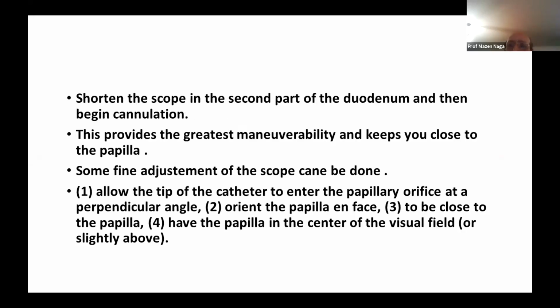Shortening the scope in the second part before beginning cannulation provides the greatest maneuverability and keeps you near the papilla, because with a short scope, the accessories and wires are not so stretched, so the accessories are easily mobile. Some fine adjustment of the scope can be done to allow the tip of the catheter to enter the papillary orifice at a perpendicular angle, orienting the papilla and facing it so that it is in the center of the visual field.